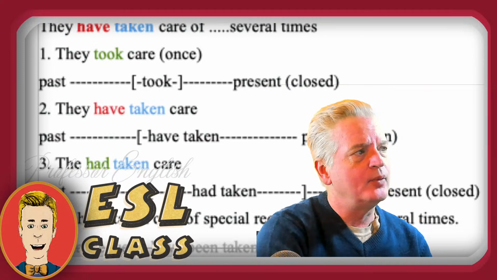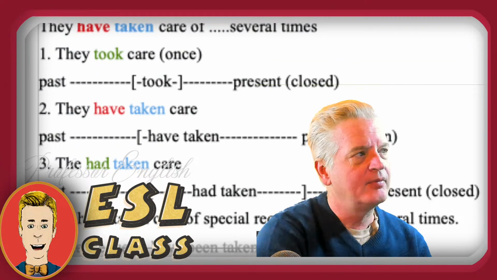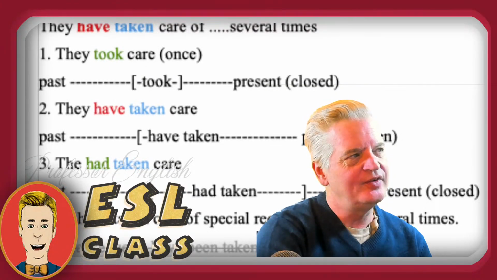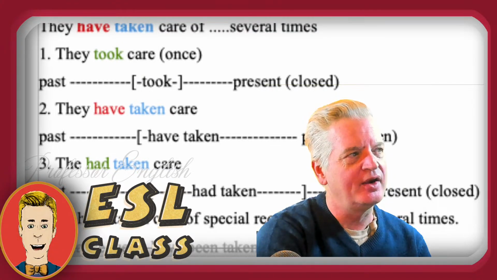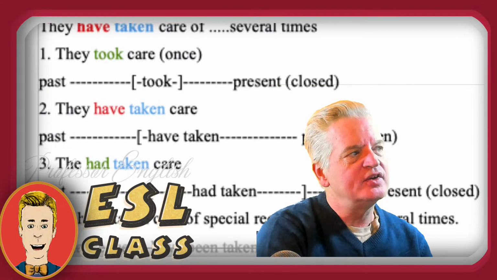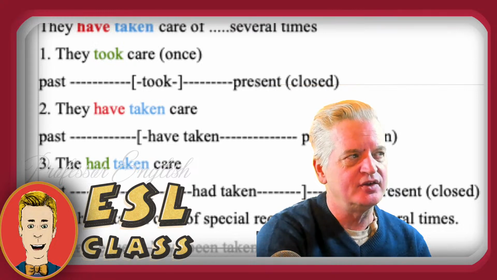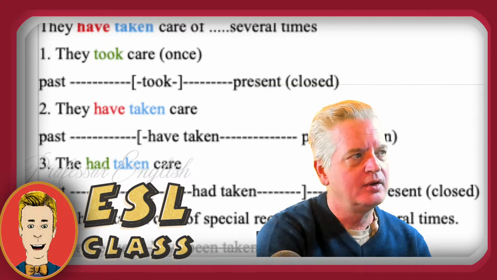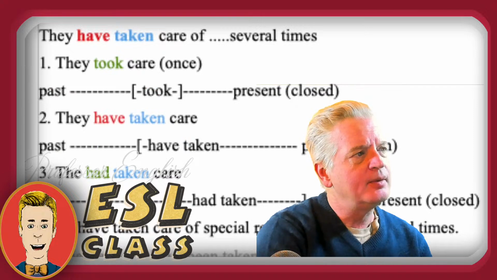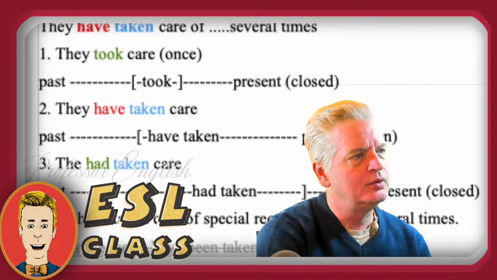What I like to do when I'm explaining this to people is make a little diagram, to make it visual. If you look at number 1, they took care of. You can see we've got the past, and then we have took, in closed brackets. You have an opening bracket, and then a closing bracket, and then you have the present. It's closed.